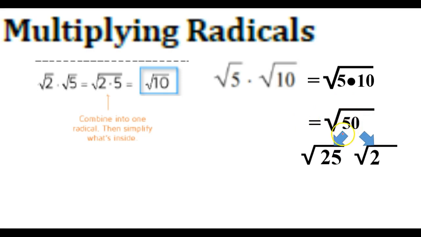So I chose 25 and 2. What's the square root of 25? 5, right? Okay. So notice that I'm going to leave the radical 2 there since I can't really square root 2.